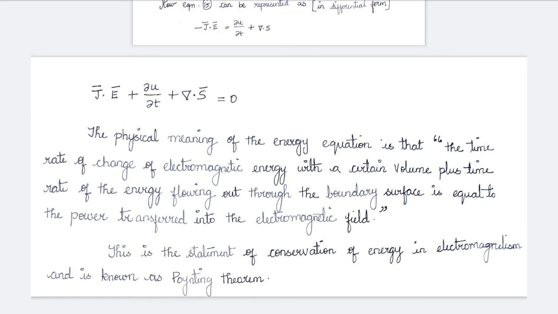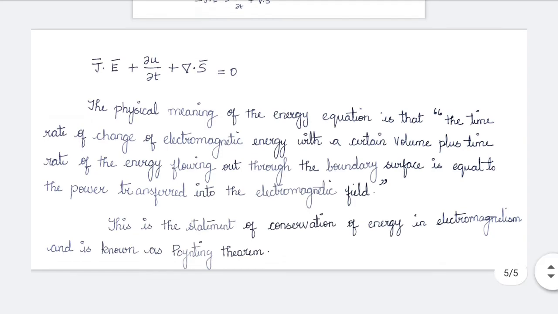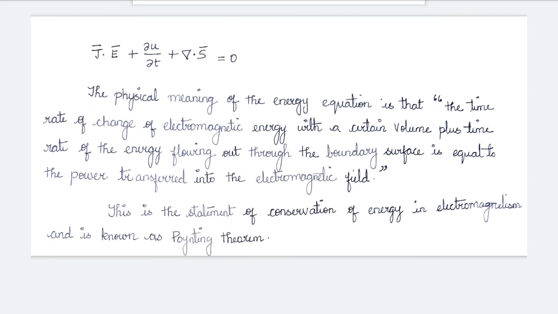The physical meaning of this energy equation is that the time rate of change of electromagnetic energy within a certain volume plus the time rate of energy flowing out through the boundary surface is equal to the power transferred into the electromagnetic field. So this is the statement of Poynting's theorem, and it is also called the law of conservation of energy in electromagnetism. So this is what Poynting's theorem is stating.